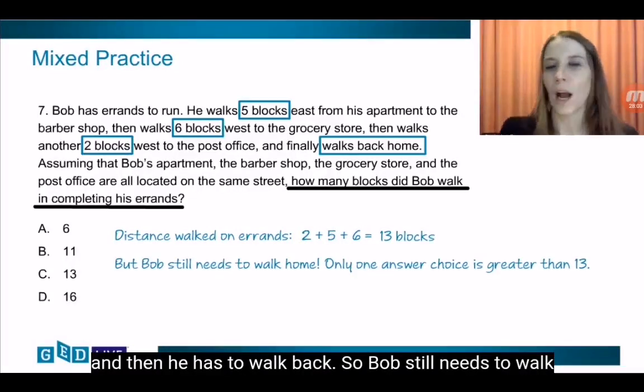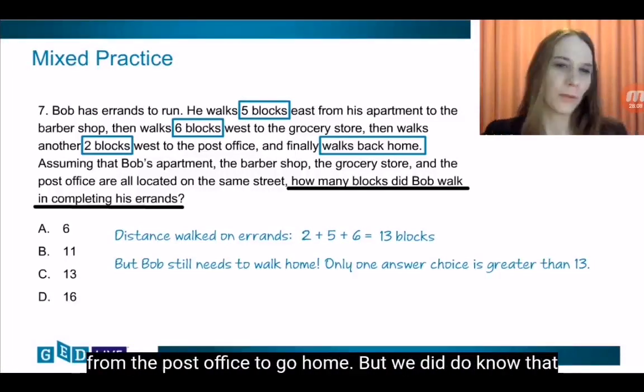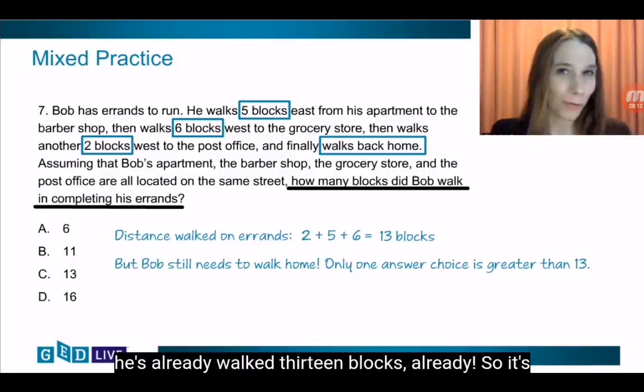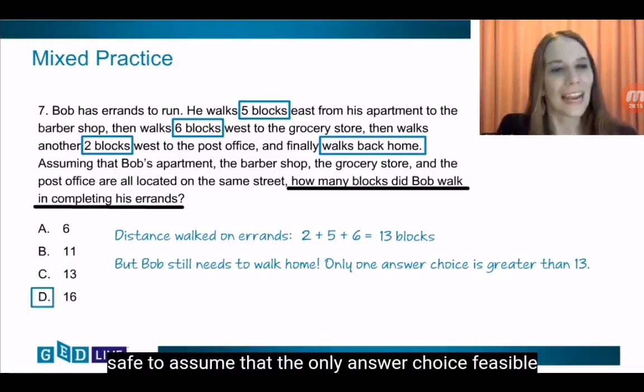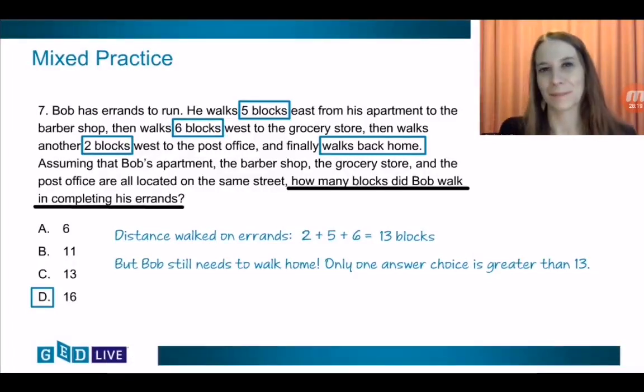So Bob still needs to walk back home. We don't necessarily know the route Bob takes from the post office to go home, but we do know that he's already walked 13 blocks. So it's safe to assume that the only answer choice feasible is answer choice D, or 16 blocks.